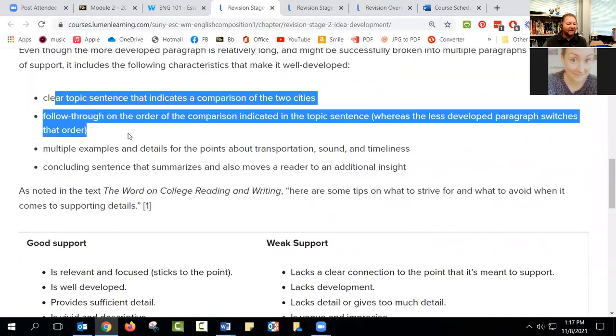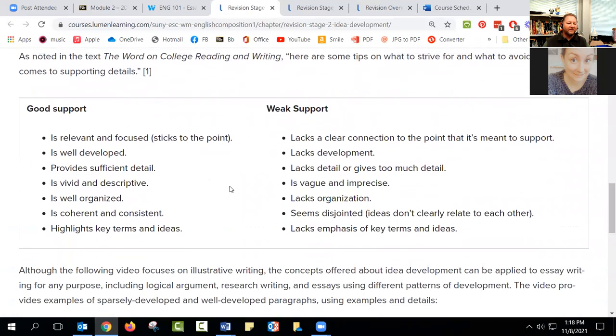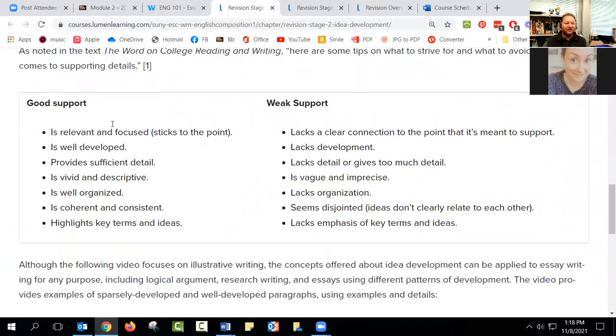And here it's basically saying all the stuff that I've said before. But then here is just a good little chart. All right. So these are indicators of good support in a body paragraph. All right. So good support is relevant and focused.